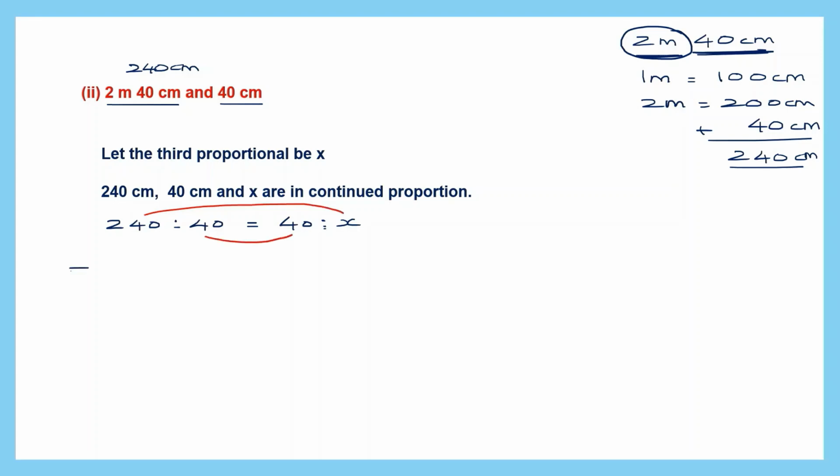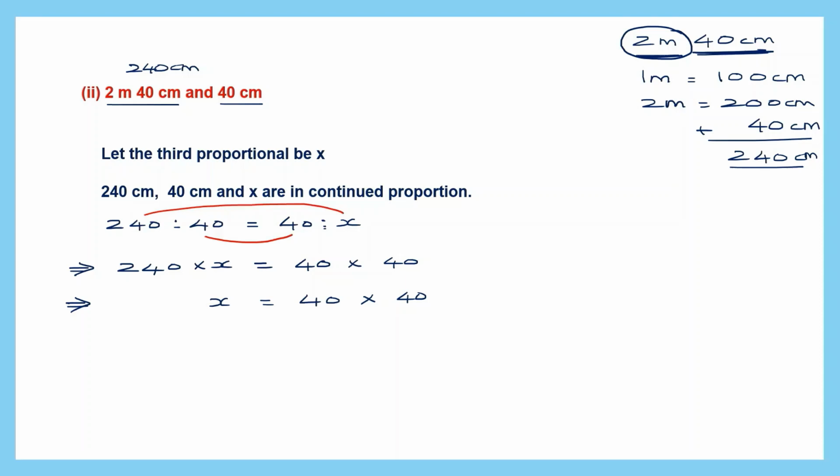So now this will become 240 into x. Product of extremes and product of means is 40 into 40. So now we are going to find the value of x. So we'll leave only x here. On the right hand side we have 40 into 40.